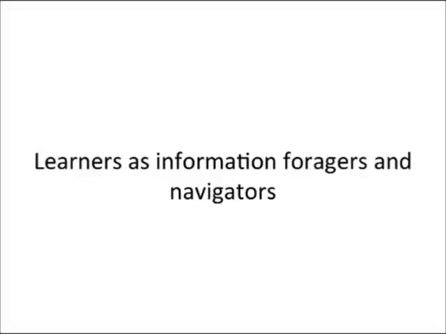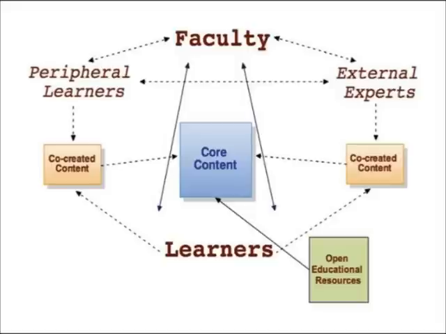Now, when we ask learners in an open online course to be information foragers and to navigate these information systems and to contribute and to share, we get a model that looks a little bit more like this. Yes, you still have the faculty members and the core content, but you get an awful lot of peripheral stuff happening. You can bring in external experts into your course. You can bring in peripheral learners, where individuals have the ability to connect with people who aren't part of the course in terms of formal credit, but they're getting value out of this process of interaction.